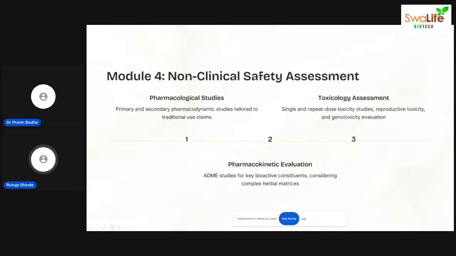Module 4 is about non-clinical safety assessment. In this module, we provide non-clinical safety data for herbal products. This includes pharmacological study aligned with the traditional use, pharmacokinetic evaluations of key constituents, and toxicology assessments. The challenge is that herbal matrices are complex, so we need a balanced approach focusing on relevant compounds while still considering the whole product. This module shows regulators that we have carefully assessed safety before moving into clinical studies.